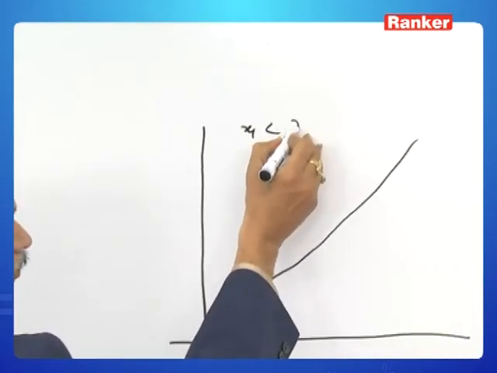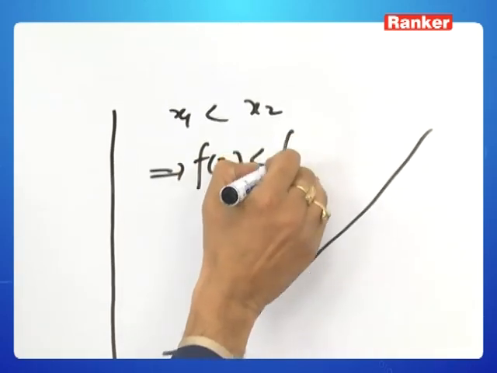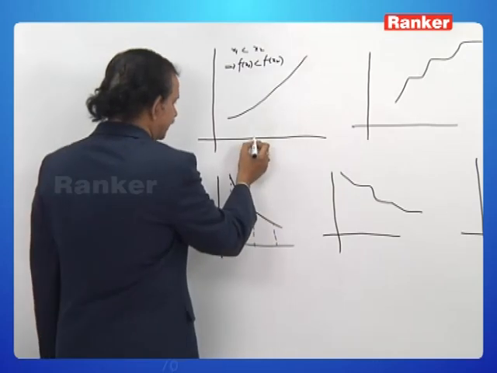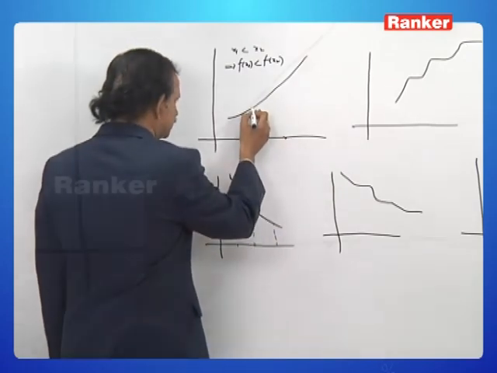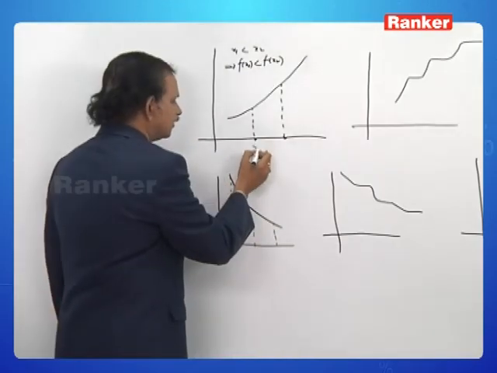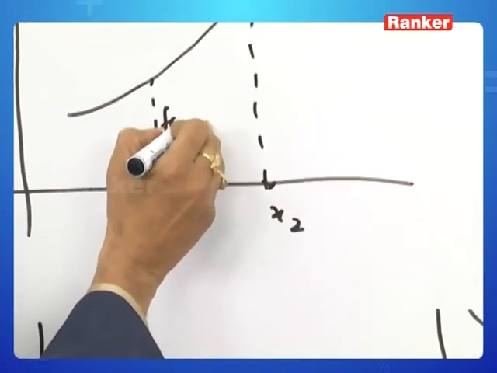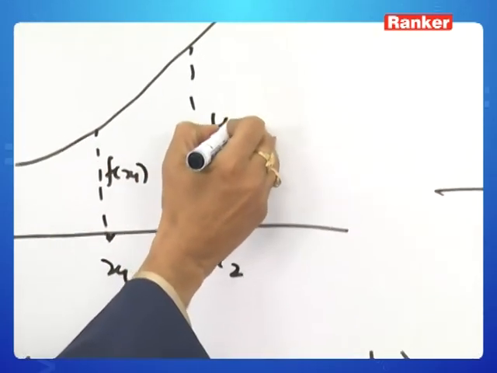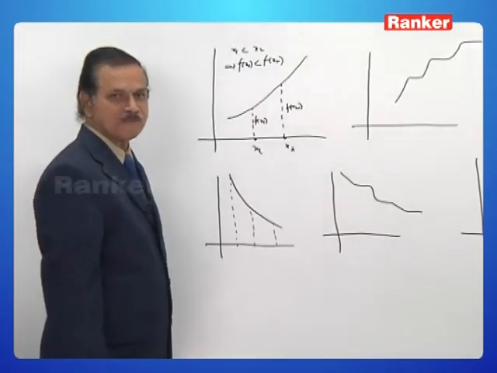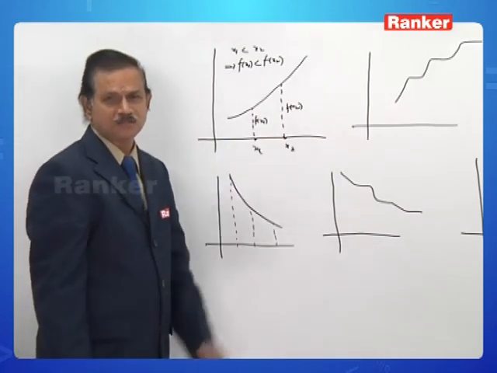x1 less than x2, if you observe, automatically f of x1 less than f of x2. If you take x1 and x2 here, this is f of x1, this is f of x2. x1 is less than x2, automatically f of x1 is less than f of x2, and it is true for any pair of points you consider. x1 less than x2 implies f of x1 less than f of x2. Of course, x1 and x2 are points in the domain, it must be.